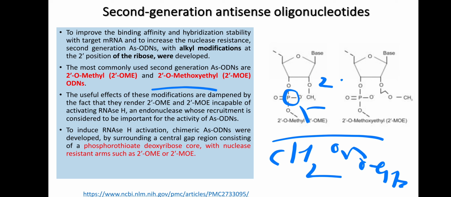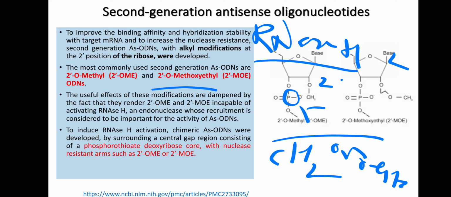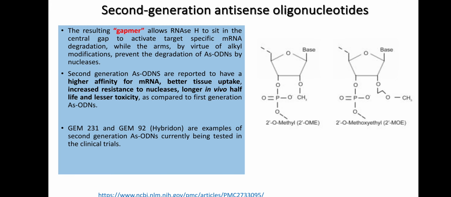But there is some drawback in terms of RNase H recruitment. We have already seen that RNase H recruitment is very important for cleavage activity. But this modification makes an altered structure, and this altered structure stops further activity like transcription activity. So this is a challenge for the second generation. This challenge was again resolved by gapmer technology.